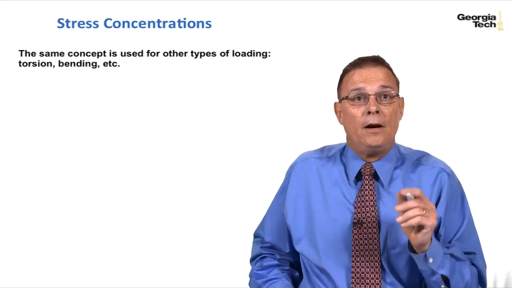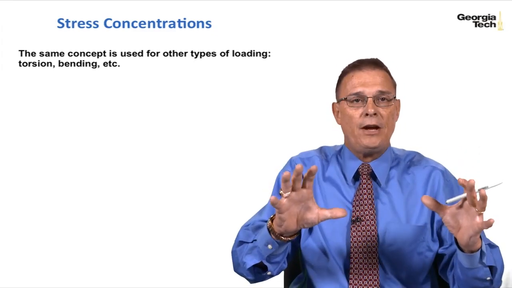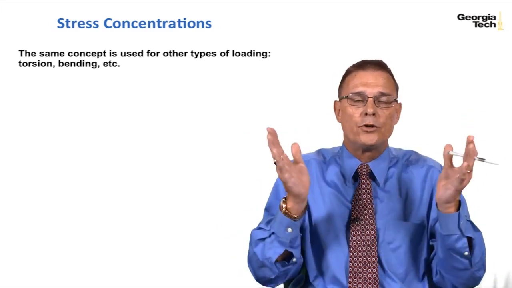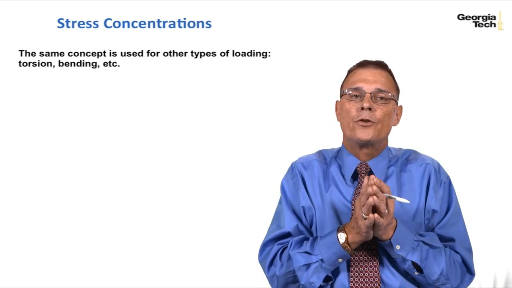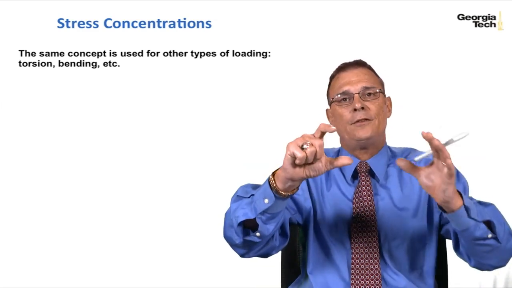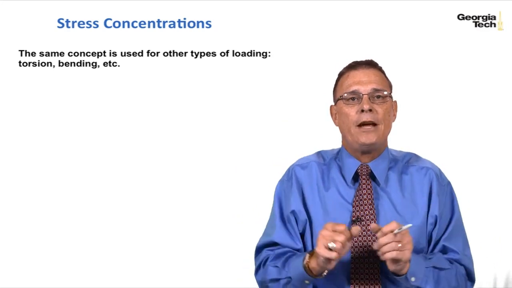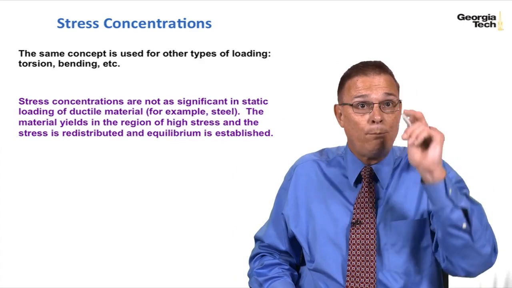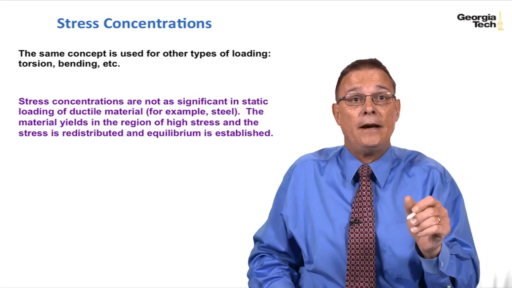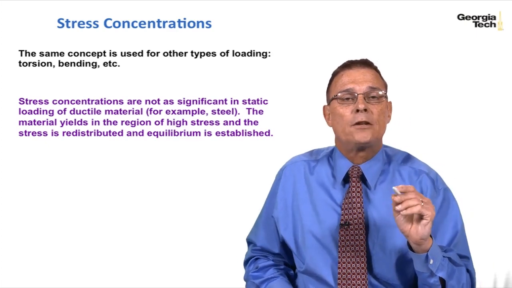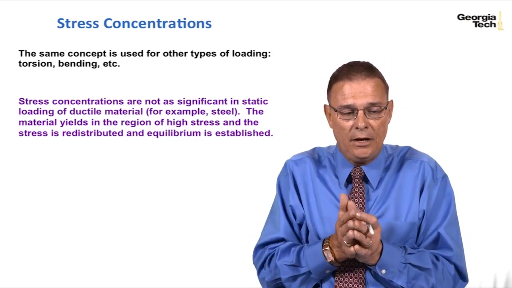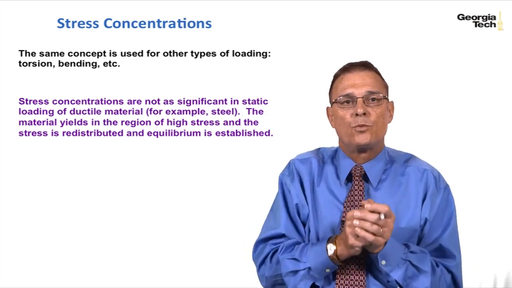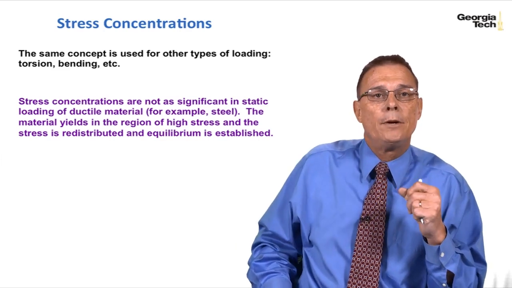As a wrap-up on stress concentrations, we did a simple example for a hole on an axially loaded bar. The same concept works for other types of loading, torsion and bending, which we're going to talk about in my next courses. You can find the graphs and these different examples in mechanics of materials references. Stress concentrations are important in design, but they're not as significant for the static loading of ductile material like steel, because that material yields around the region of high stress, and the stress is redistributed and equilibrium is established.